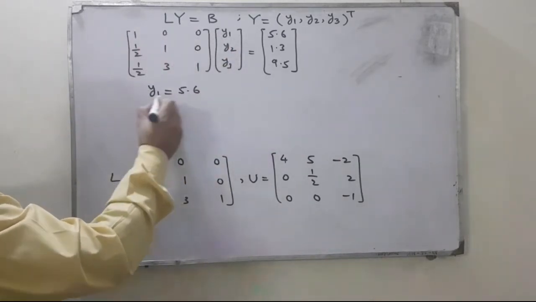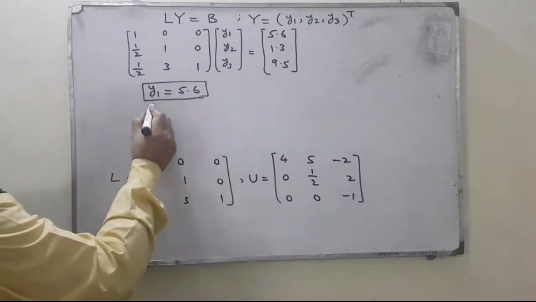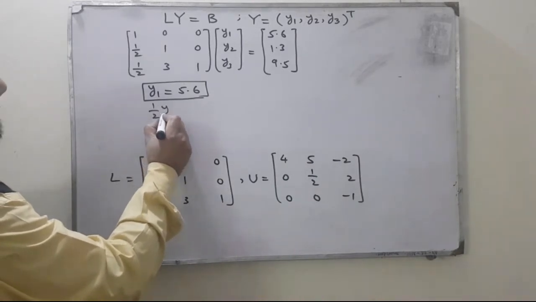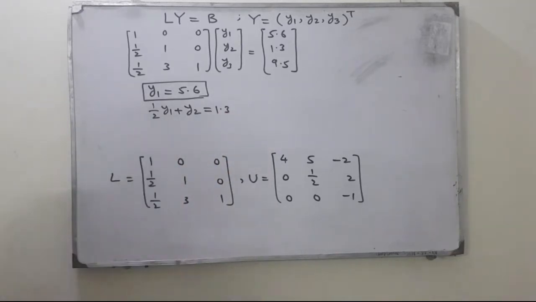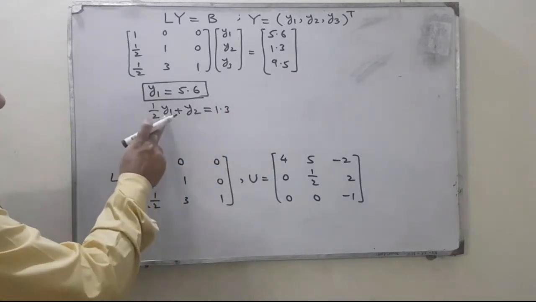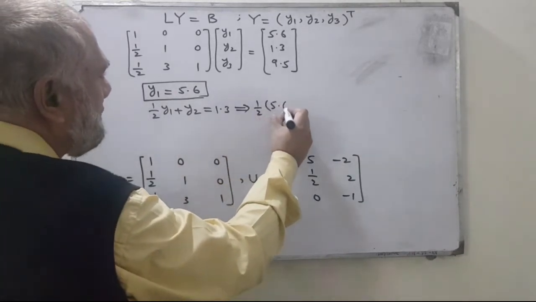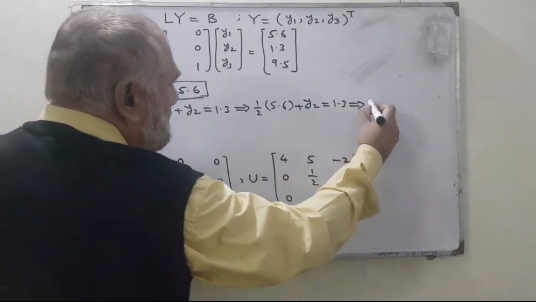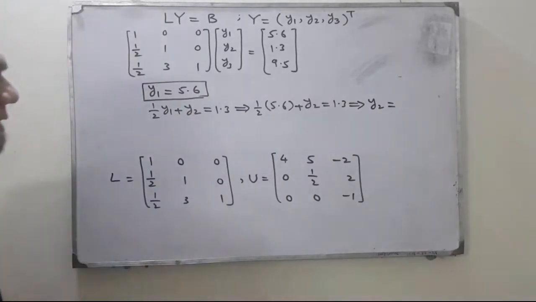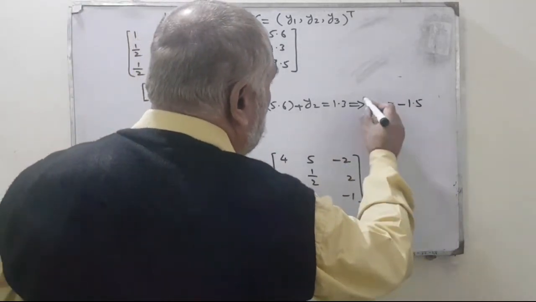Okay. Now, if you transform back into the equation form, from the first we get y1 is equal to 5.6. So we got one more unknown. From the second we get 1 by 2 y1 plus y2 is equal to 1.3. Now we can use forward substitution. This y1 can be used here. So from here we get 1 by 2 into 5.6 plus y2 is equal to 1.3. Okay. Now simplifying and transferring the constants to the other side will give you y2 is equal to minus 1.5.